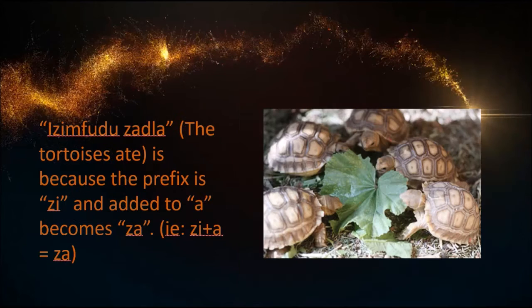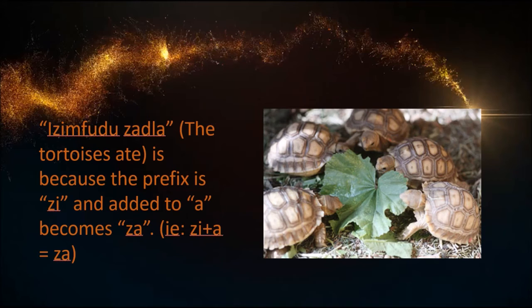The tortoise ate. If you change that to the plural, remember the plural in the prefix system is izimfudu, not izifudu, but izimfudu. It takes the M just for emphasis. So izimfudu zadla. Remember, distant past tense. The tortoises ate. And this is because the prefix being z is added to the a and it becomes za. So, in other words, z plus a becomes za. Let me say that again. Izimfudu zadla. The tortoises ate.